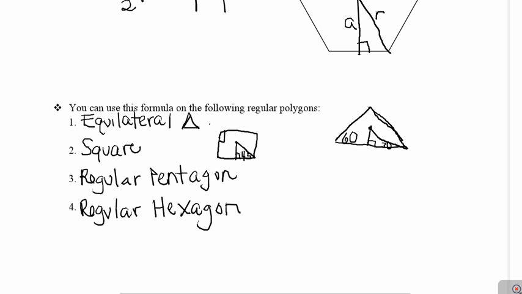Regular pentagon doesn't have a special type of right triangle, but a regular hexagon does. So again, if I draw my regular hexagon, and then I draw in my apothem and my radius, all the angles of a regular hexagon are equal to 120 degrees, so now the 60 degrees is at the bottom, and then the 30 degrees is at the top. So keep that in mind. There are those special right triangles when we draw the apothem and the radius of those regular polygons.